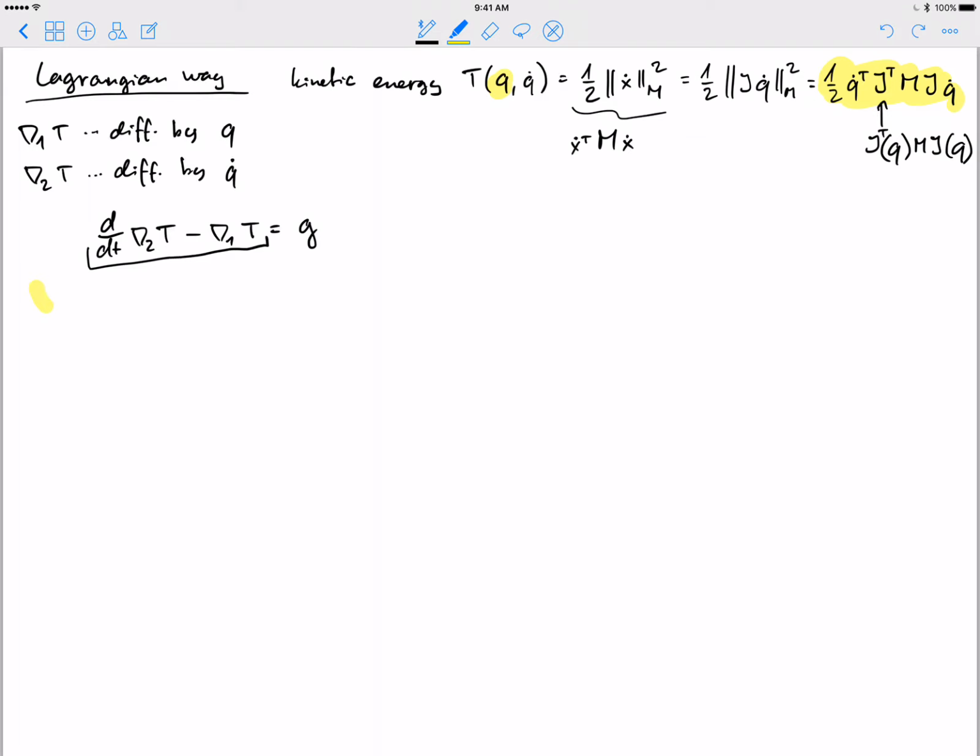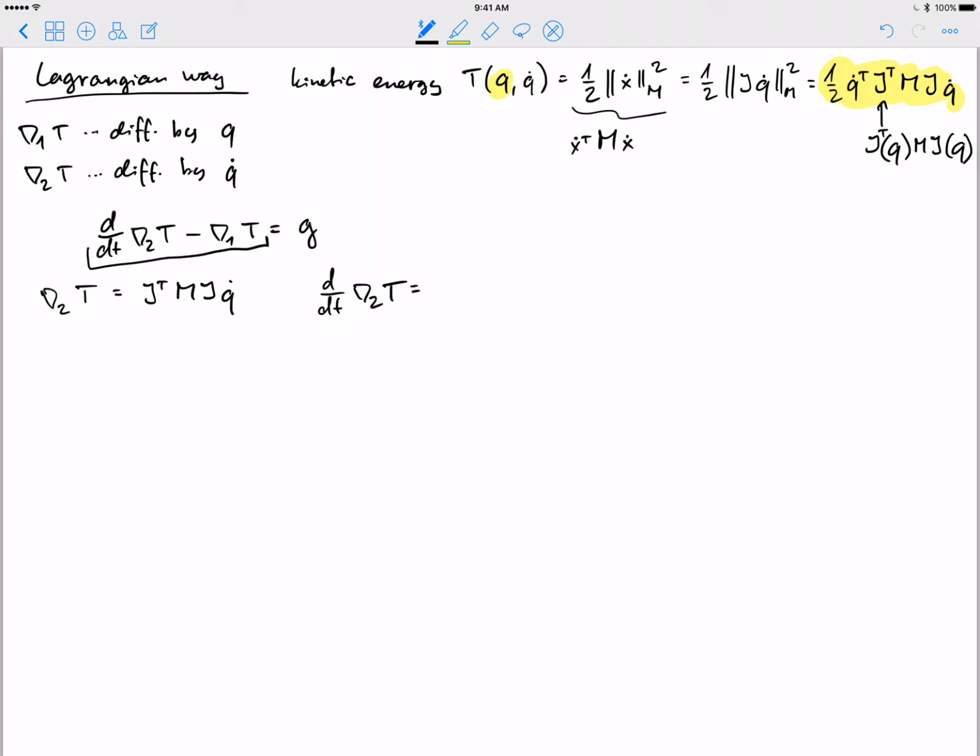So let's start with this second gradient of T. What does that mean? That means that I am differentiating by the q dot, because this means differentiating by the second argument of the function. So what is that going to be? That's simply going to be J transpose M J q dot, because this is a simple quadratic expression in q dot. That's easy. And then I still need to differentiate that by time.